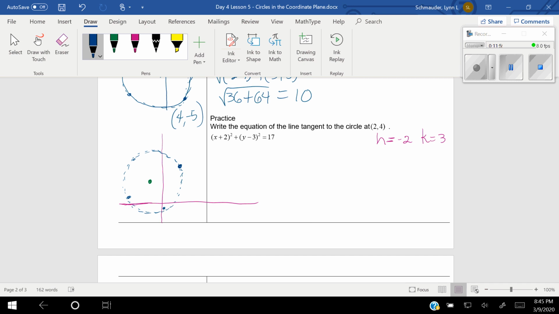All right, so let's see. What do we know? The center is negative 2, 3, and the point of tangency is right here at 2, 4. So I'm going to draw that line in here. Okay, if my sketch is any good at all, this line's got a negative slope, doesn't it? Mm-hmm. But, you know, it's just a sketch, so I'm not sure. What is that point? That point is 2, 4.